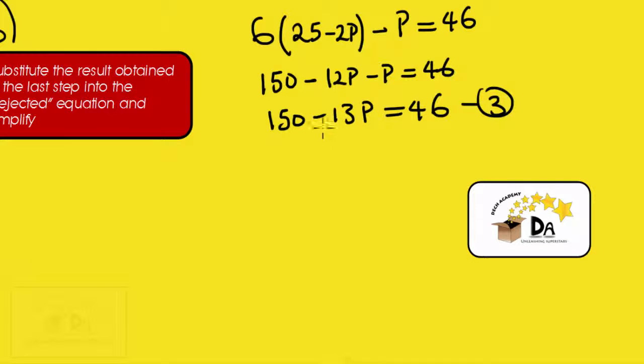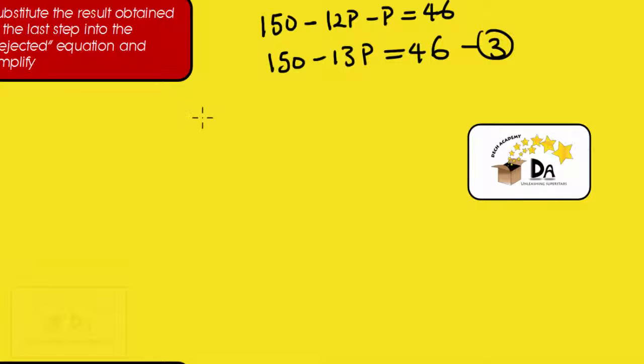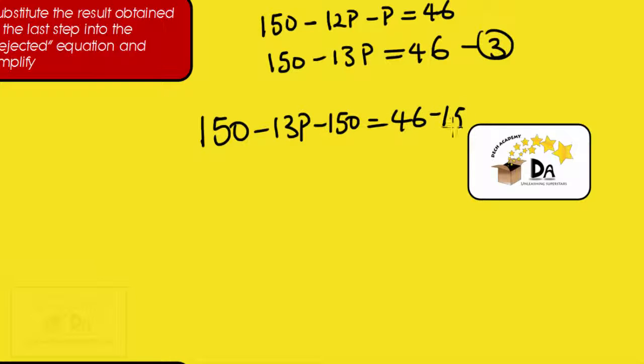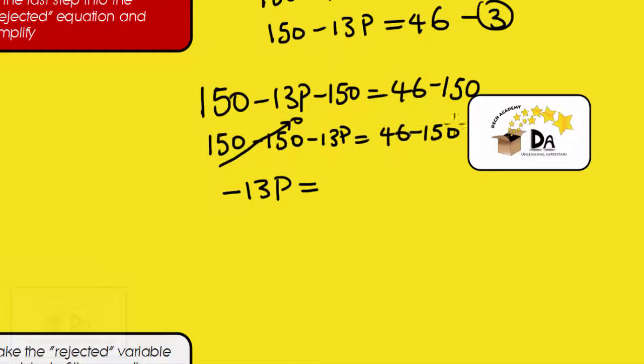On the left hand side currently we have 150 minus 13p. I just want p. So a good first step is to get rid of the 150, and this can be achieved by subtracting 150 from both sides. Rearranging to put 150 and minus 150 together gives a left hand side of this, and the right hand side remains this. 150 minus 150 is 0, so this cancels out. We're left with minus 13p equals 46 minus 150, and that's minus 104.